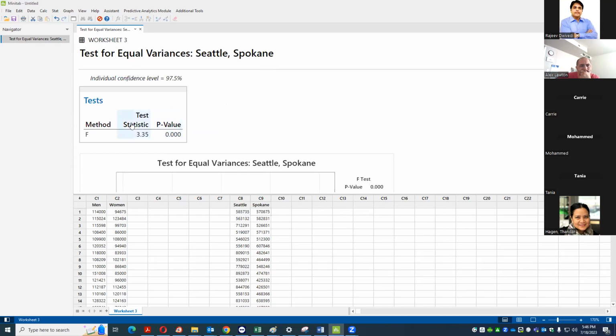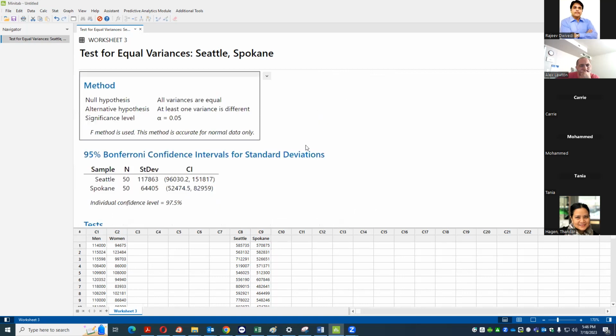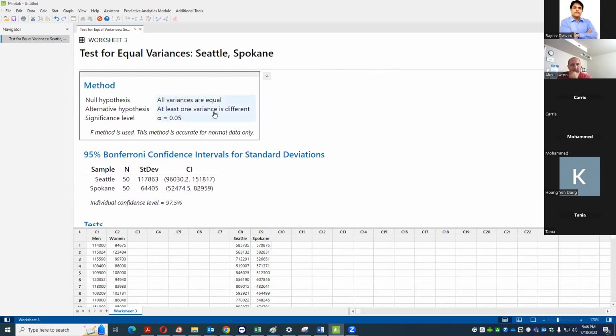And look into this. The p-value is 0. The test statistic is 3.35, F method. Now what can we assume? What is your conclusion? Is the null hypothesis accepted here or not? All variances are equal? No. Rejected. Exactly. The null hypothesis is rejected, meaning at least one variance is different. These two variances are different, so we can't assume equal variance. You can clearly see the p-value is less than the alpha value. Alpha is 5%, p is 0. That means the alternative, that at least one variance is different.